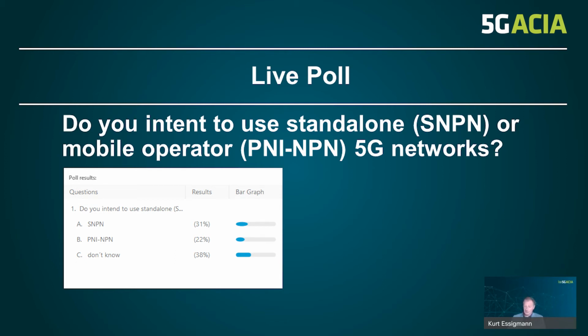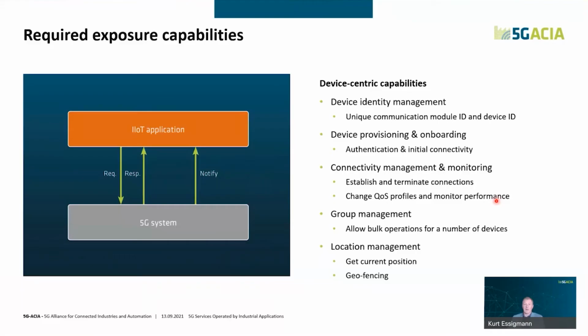So now we can have a look at those explicit use cases that we have been talking about. As we said at the very beginning, we have in this white paper 2 major groups of use cases. One is the more device-centric capabilities that are exposed by the 5G system, and the second one is the more network-centric capabilities. So let's start with the first one, the device-centric one. Interactions between the industrial IoT applications and the 5G system in principle follow a very well-known and simple request response scheme. But some use cases also require notifications.